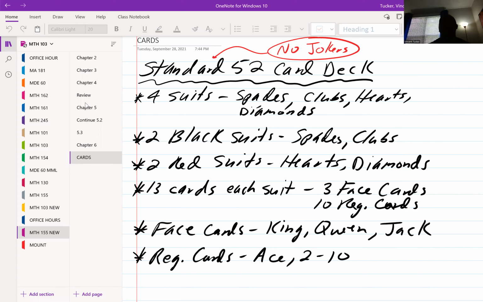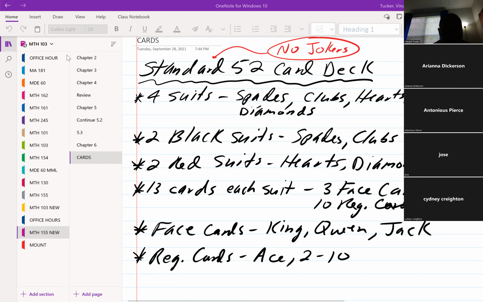Till then, we're going to pick up where we left off at 6.2. And we're right here in establishing the standard 52 card deck. So let me make sure everybody's in here. Looks like we are good. Okay.